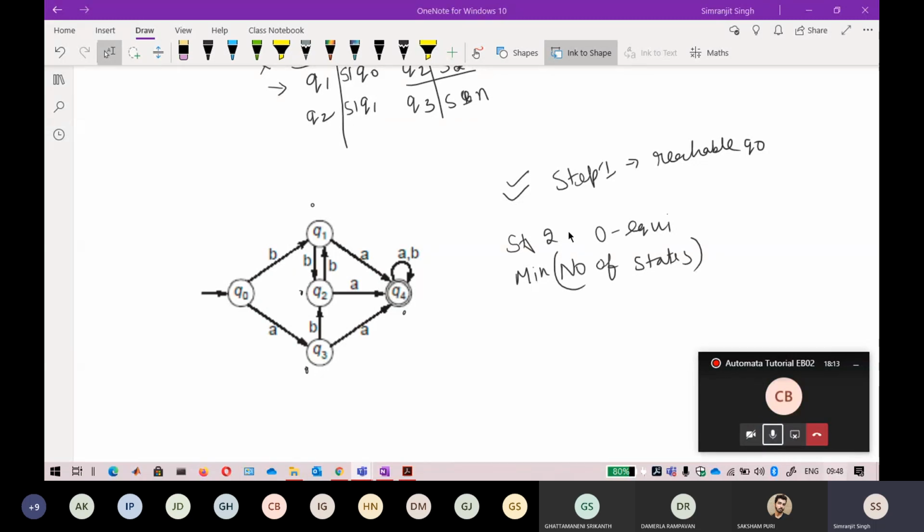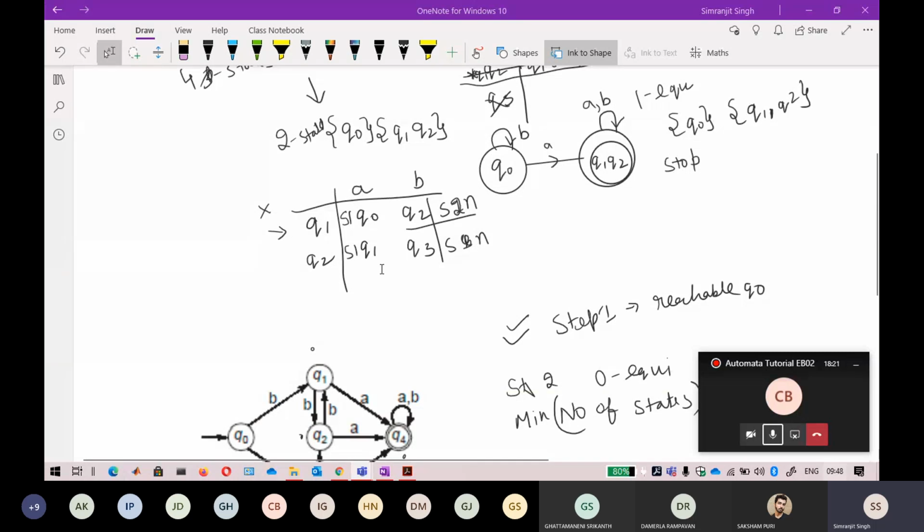Again, the same concept is followed here. It is very easy to do. Just keep that in mind: do not make a mistake in the set checking. If they belong to the same set, it means they belong together.